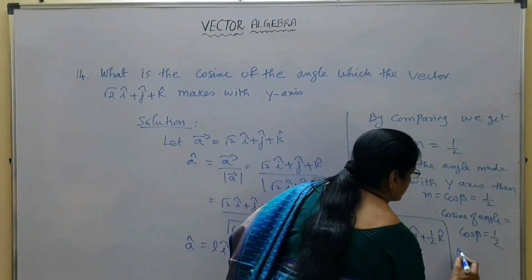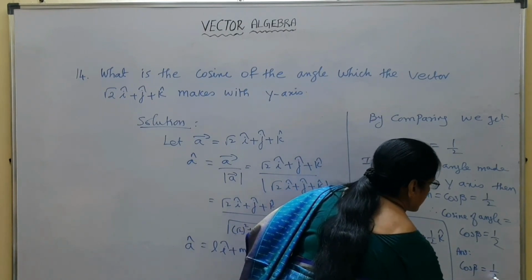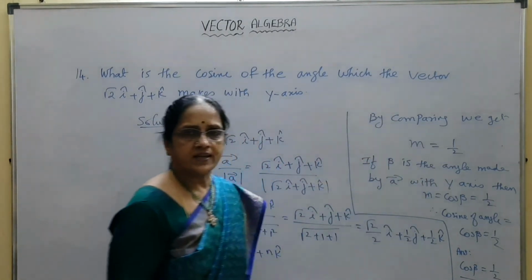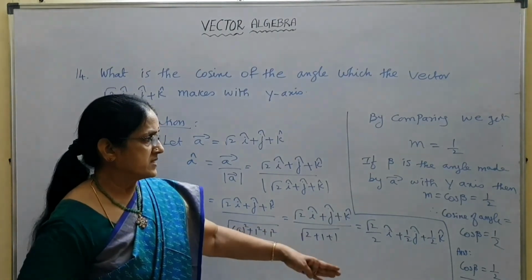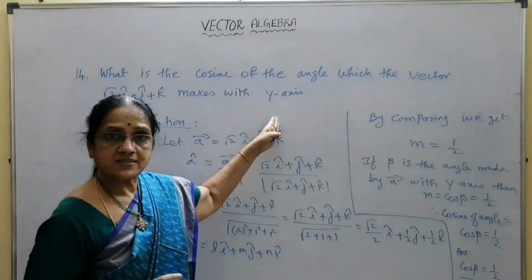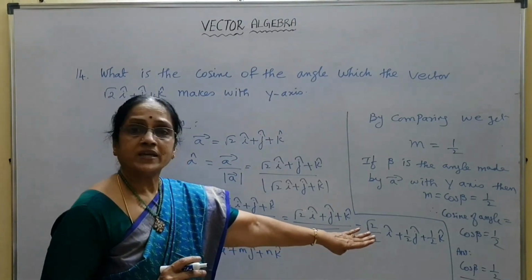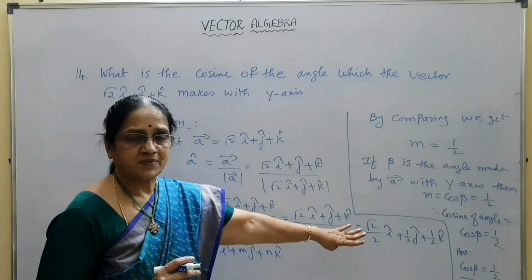So answer, cos beta is equal to 1 by 2. This should be your final answer. Or you can write in words, cosine of the angle made by the vector A with the y-axis is equal to 1 by 2. That is how you will be concluding your answer in the examination.